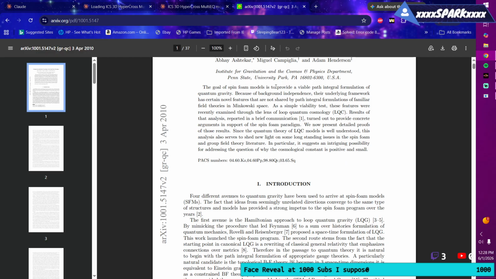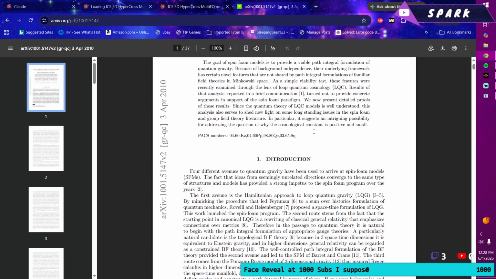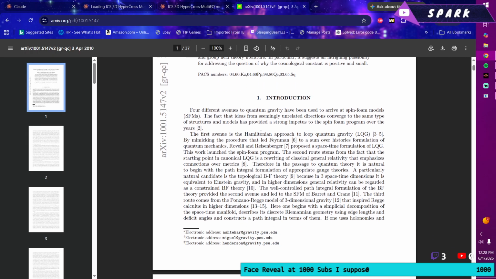Spin foam models aim to provide a viable path integral formulation of quantum gravity. Because of background independence, their underlying framework has certain novel features that are not shared in the paths of the Minkowski space, which is what this whole thing references, LQC. So all these different aspects are in there, and avenues of the Hamiltonian approach.